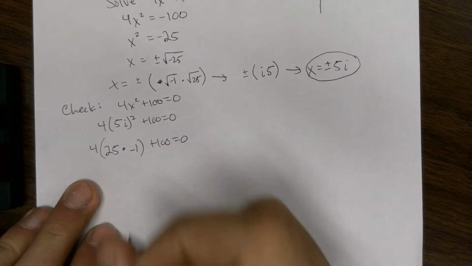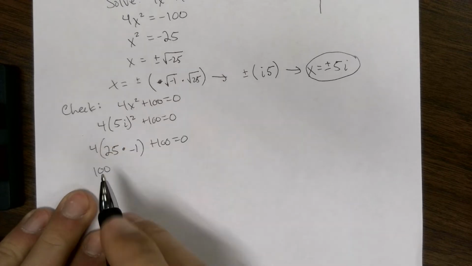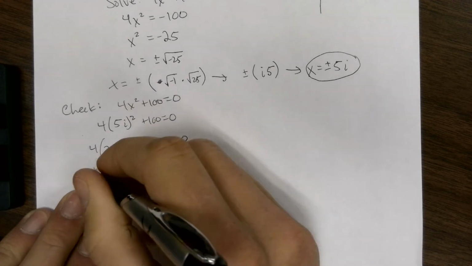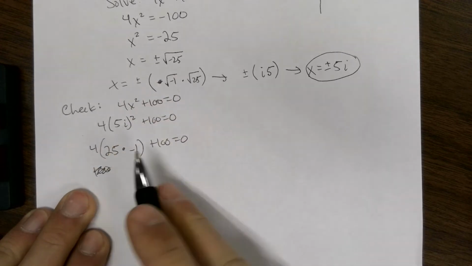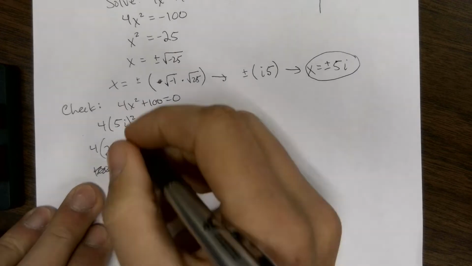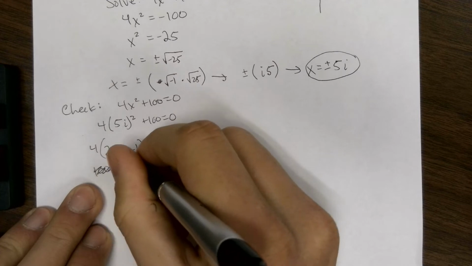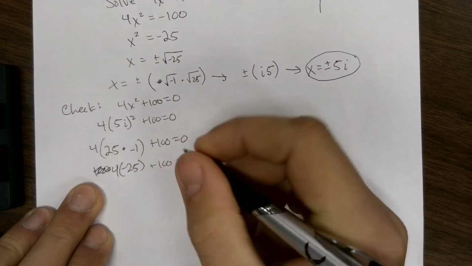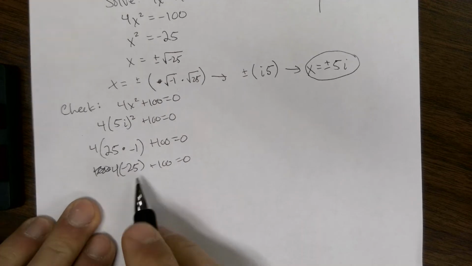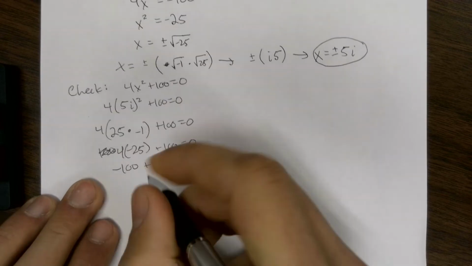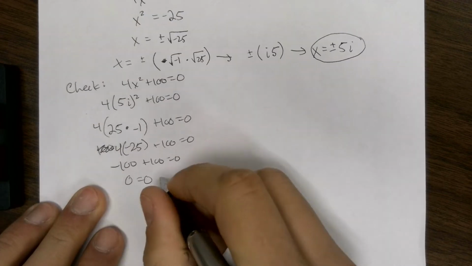So 4 times 25 is 100. Oops, not doing this correctly, sorry, I thought that was a plus. Let's do this first. 25 times negative 1 is negative 25, plus 100 equals 0. So now we have 4 times negative 25, well that's negative 100, plus 100 equals 0. Then I have 0 equals 0. Good, it works.